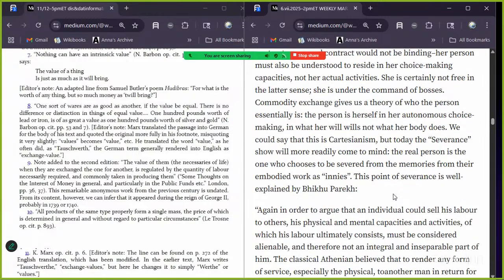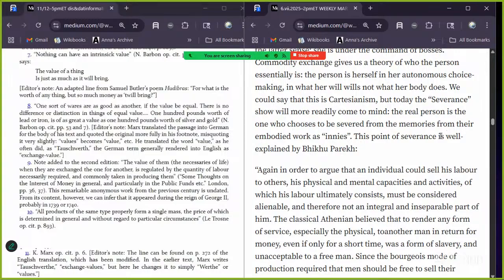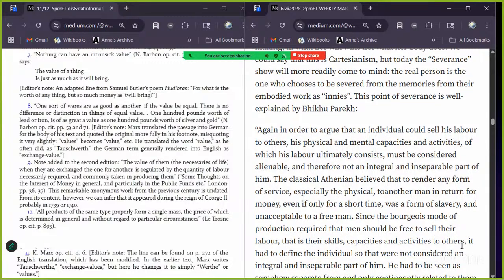This point of severance is well explained by Bhikkhu Parekh. Quote, again, in order to argue that an individual could sell his labor to others, his physical and mental capacity and activities of which his labor ultimately consists must be considered alienable and therefore not an integral and inseparable part of him. The classical Athenian believed that to render any form of service, especially the physical, to another man in return for money, even if for only a short time, was a form of slavery and unacceptable to a free man. Now, class makes that easier.